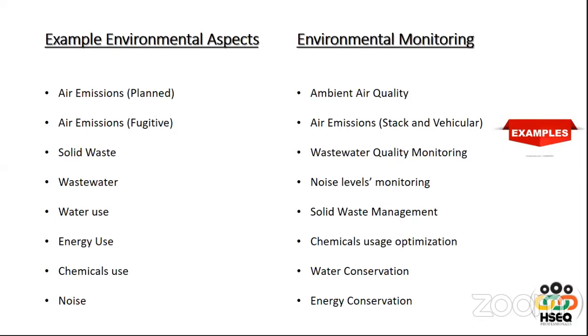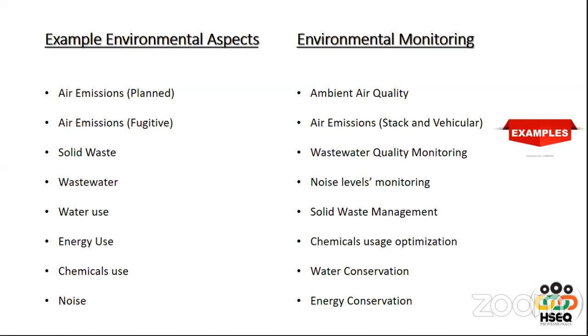As we discussed, elements of the activities of the organization that interact with the environment are environmental aspects. These are important environmental aspects, and you can pick from these prompts. For example, air emissions, and those may be planned or fugitive, solid waste, wastewater, those may be from point sources and non-point sources, water use, energy use, chemical use, and noise are a few examples.